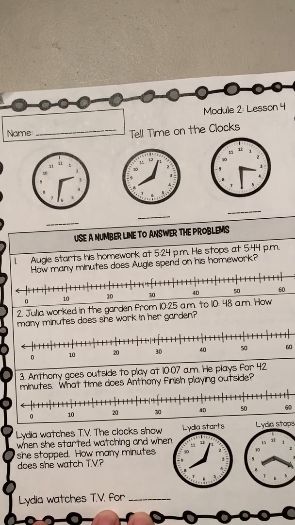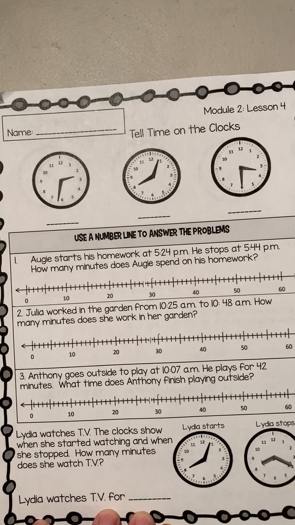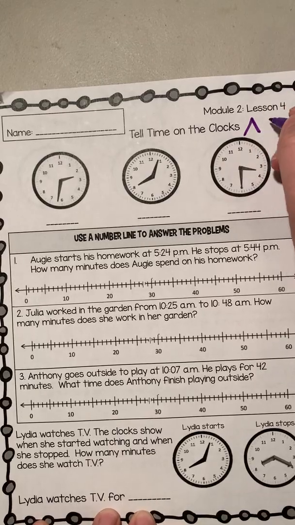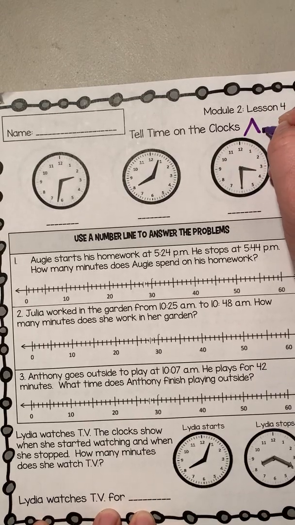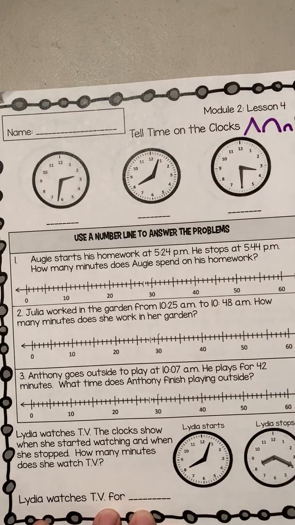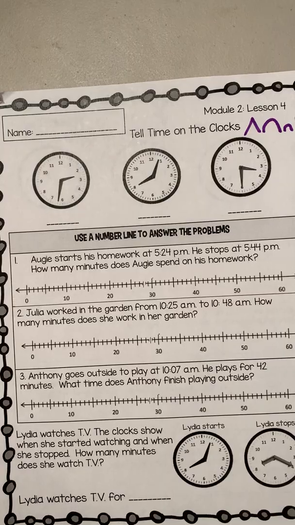So number 1. Augie starts his homework at 5:24. He stops at 5:44 p.m. How many minutes does Augie spend on his homework? So when we're doing elapsed time, we're going to be doing mountains for hours. I'm going to draw it just up here. That's if he does an hour. Humps for tens and little bumps for minutes. So just a reminder, so it shows you how different things are.